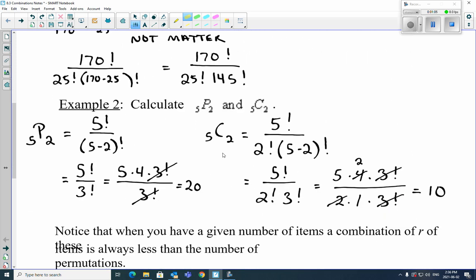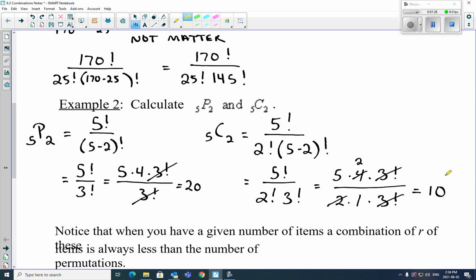Okay, next one. Calculate 5 pick 2 and 5 choose 2. So the first one's a permutation, the second one's a combination, but we're using the same numbers. 5 pick 2 is 5 factorial over 5 minus 2 factorial. The 5 choose 2 is 5 factorial over 2 factorial times 5 minus 2 factorial. You can see we've done the math here: this one is 20, and this one is 10.